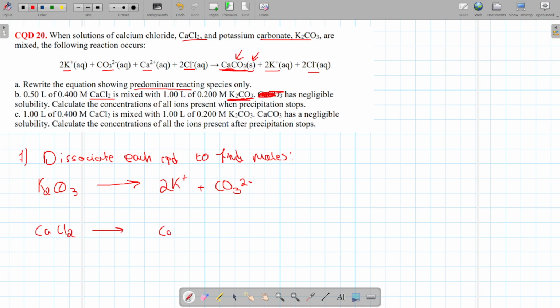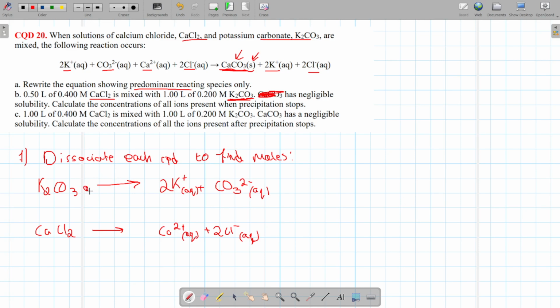CaCl2 gives Ca2+ plus 2Cl−. I balanced already, so 2Cl, so I put 2 here. Okay, no need. I don't know if you need the state symbols. I don't think they deducted for this part, but write it in case. It's always aqueous. Always aqueous.